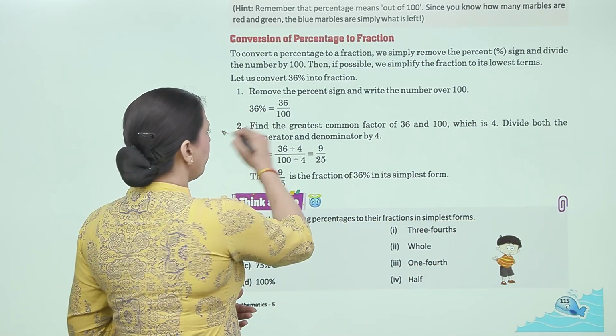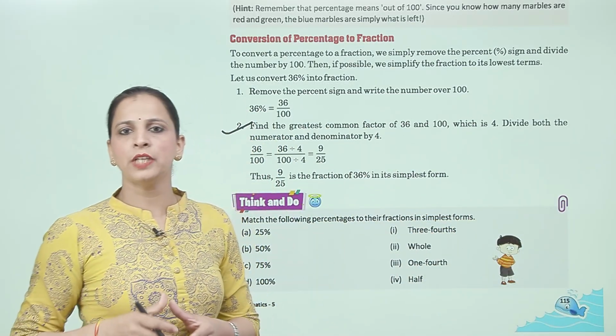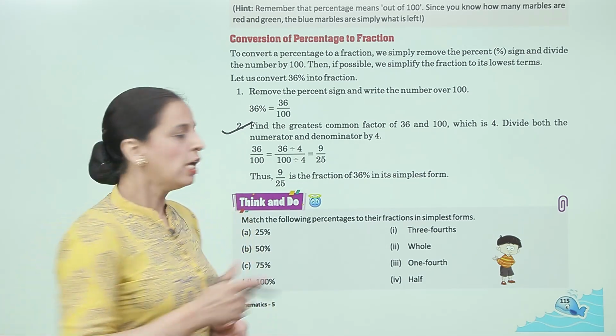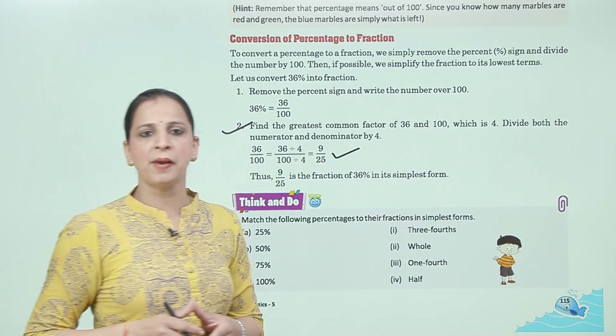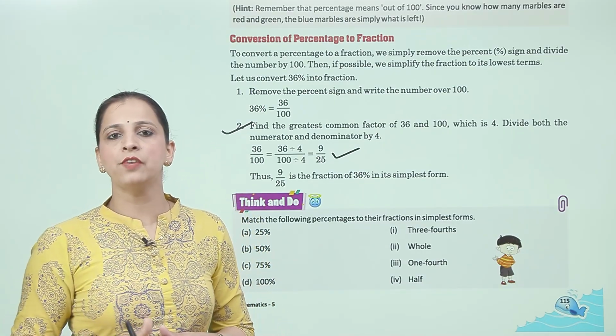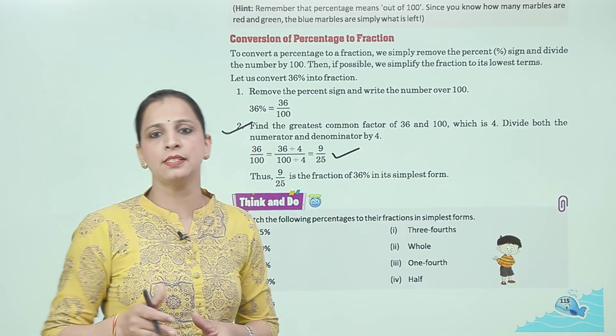Now, second, find the greatest common factor of 36 and 100, which is 4. Divide both the numerator and denominator by 4. When we divide 36 by 100 by 4, we get 9 upon 25. Thus, 9 upon 25 is the fraction of 36% in its simplest form.